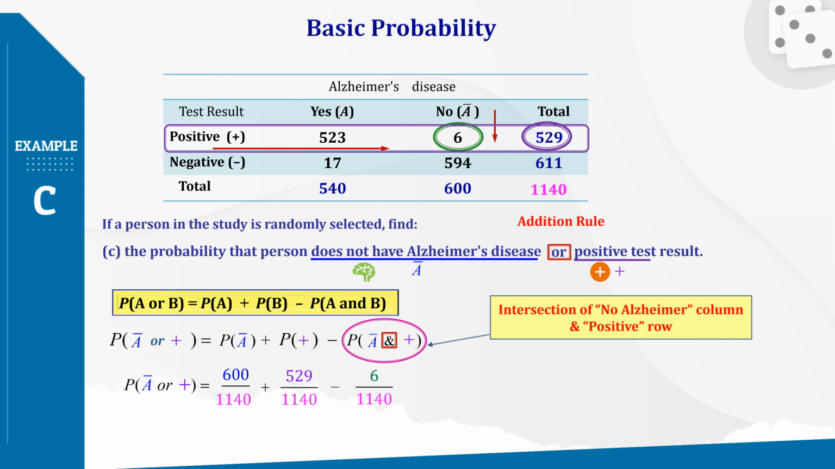Then simplify the numerators to get 1123 over 1140. Please do not change each fraction to a decimal value at this step, since it takes time and results in more rounding errors. Finally, change the fraction to a decimal to get the final answer as 0.985.